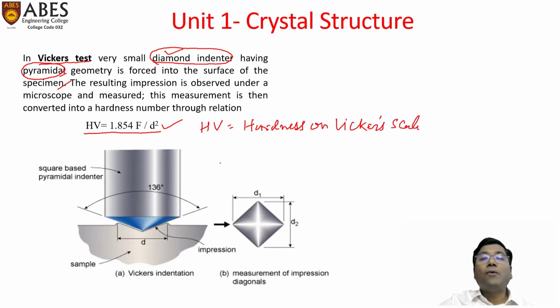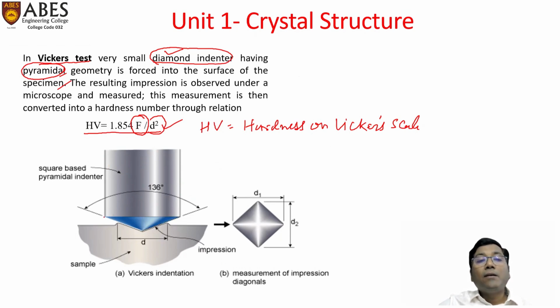So hardness on the Vickers scale is equal to 1.854 into F, where F is the force applied in kgf, upon d square, where d is the diameter of the indentation. This is the situation, and this is the picture where we can understand the indenter.